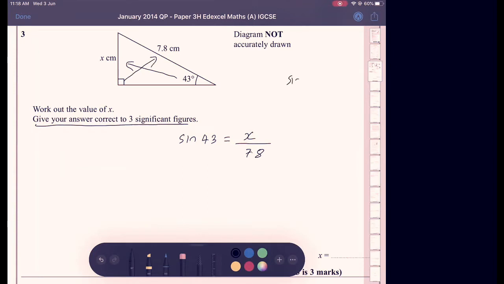So x is equal to sine 43 multiplied by 7.8. The answer is 6.22, 6.23 actually. Are you sure? Yes, 7.8 times sine 43. 5.31. So to 3 significant figures, 5.3.